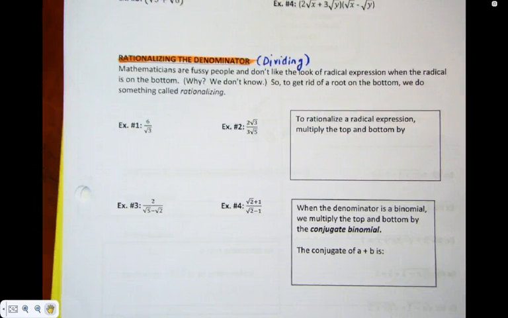Here's the truth. Mathematicians are fussy people. There's certain things we like exactly the way they should be, and there's some things we don't care about. This is one of the things that we really, really care about. We just cannot stand when a question has a radical in the denominator. If there's a radical in the bottom, it just bugs us to no end. So what we have to do is get rid of it. We don't know why. It just doesn't look right.